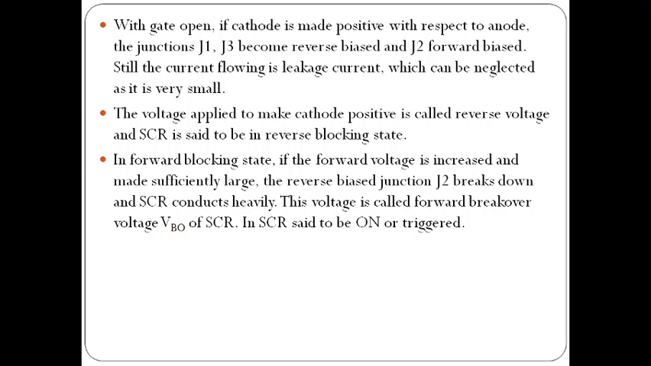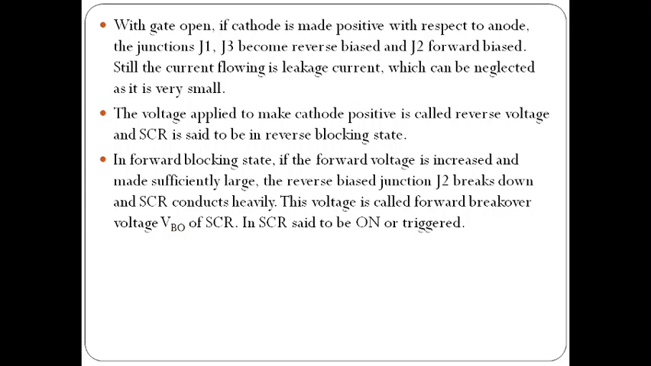So then we can say leakage current flows in this SCR. It is also very small. Yes, the voltage applied to make the cathode positive is called reverse voltage. Now we can say SCR is in the reverse blocking state. Clear? So in these two cases we don't have much current in the SCR. So in these two cases we can say SCR is in the off state.